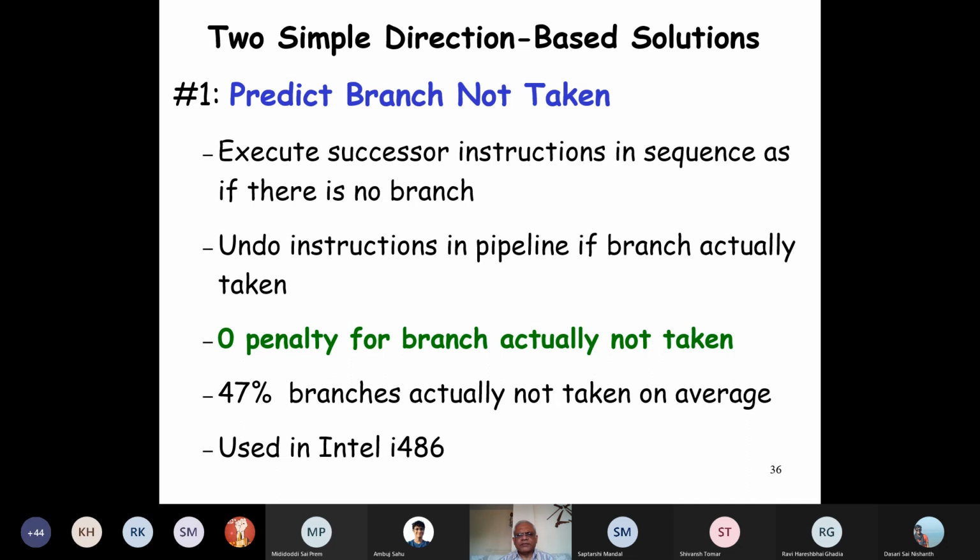And 47% of the branches are not taken on the average. So for 47% of the instructions, our prediction will be right. We'll incur 0 penalty. But for 53% of the instructions, we'll incur 2 cycle penalty because we will have to flush those instructions.